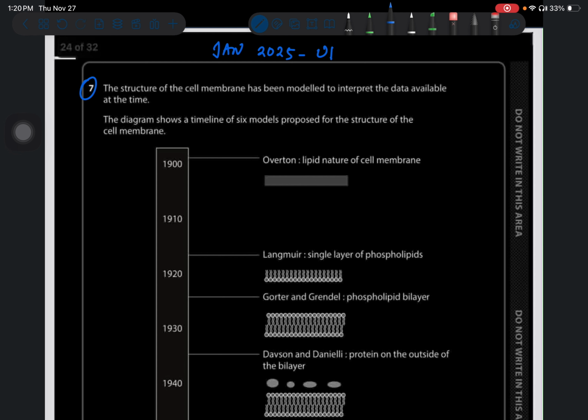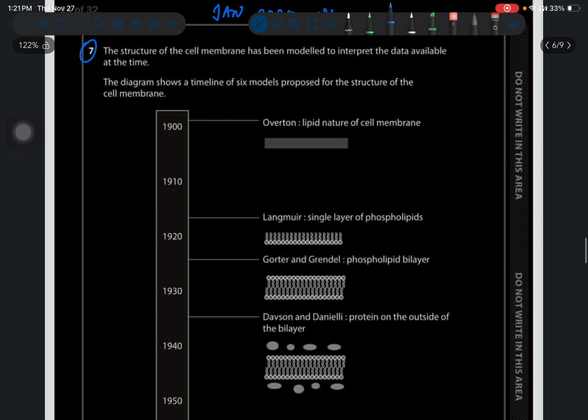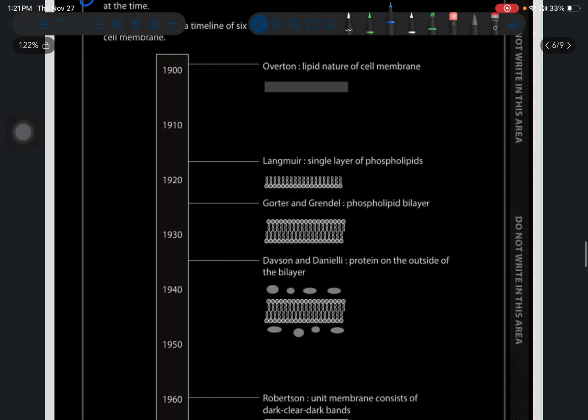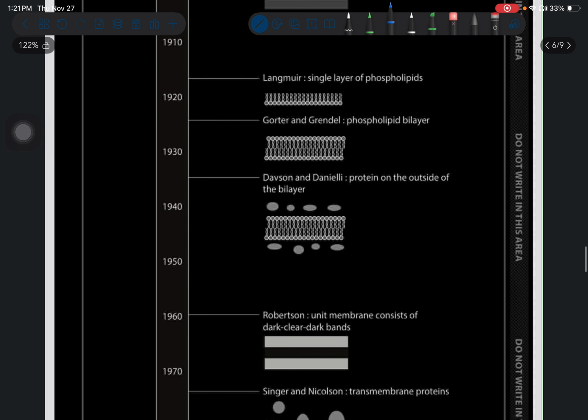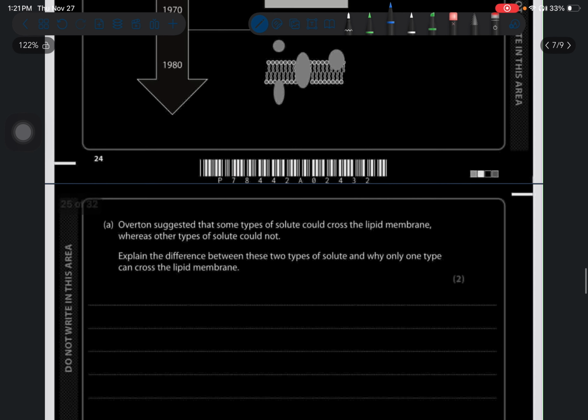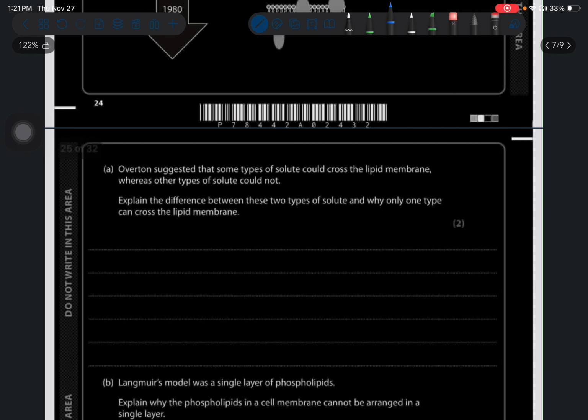Okay. It says the structure of the cell membrane has been modeled to interpret the data available at the time. The diagram shows the timeline of 6 models proposed for the structure of the cell membrane. Okay, so we don't have a lot to do with this information. Let's just get straight to the question. They say Overton suggested that some types of solute can cross the lipid membrane, whereas other types of solute could not. Yeah, that's logical.